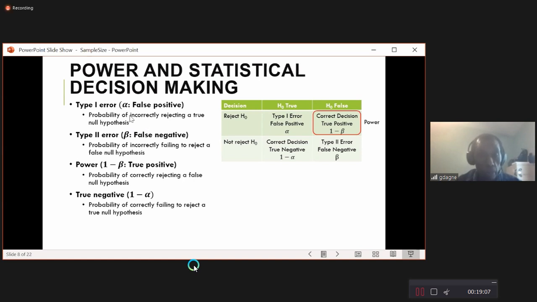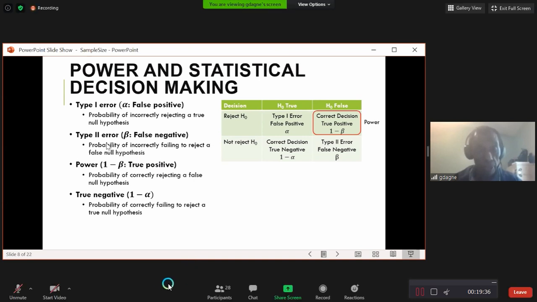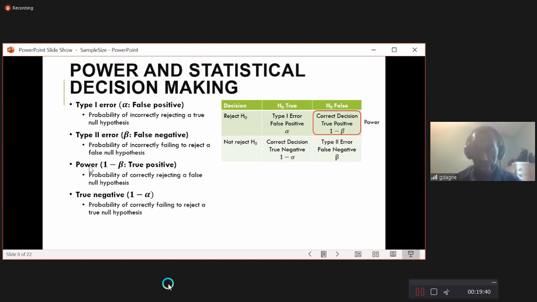For example, the type 1 error is the probability of incorrectly rejecting a true hypothesis. It is usually denoted in studies by alpha. Alpha is commonly used. This is a false positive. Type 2 error is the probability of incorrectly failing to reject a false null hypothesis. That's an error that we have to worry about. And then 1 minus the probability of type 2 error happens to be power. That's how it's defined.